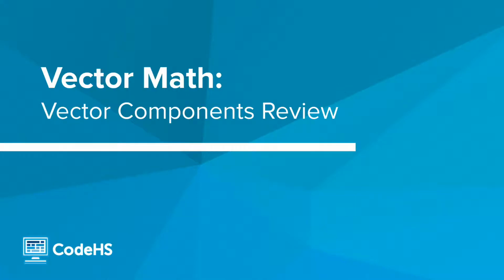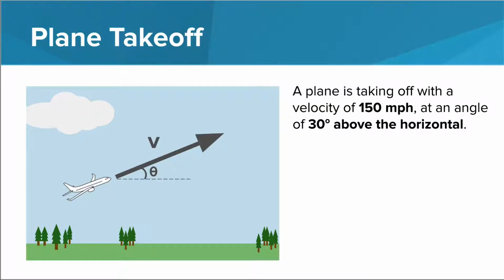Hi, in this video we'll review vector components. Let's start with another example. Imagine a plane is taking off with a velocity of 150 miles per hour at an angle of 30 degrees above the horizon. What you see here is the plane's velocity vector. Let's talk about x and y components of this vector.